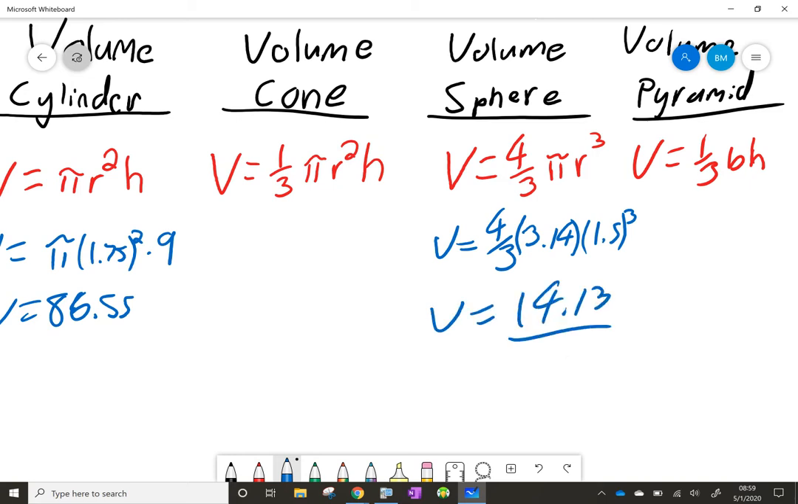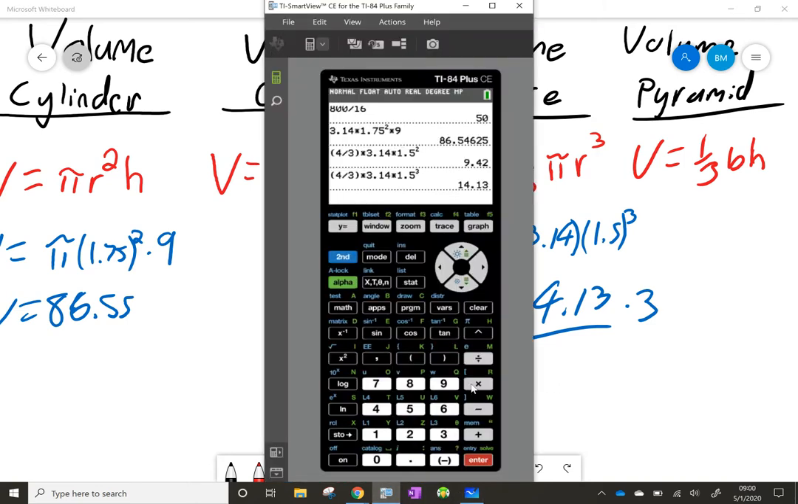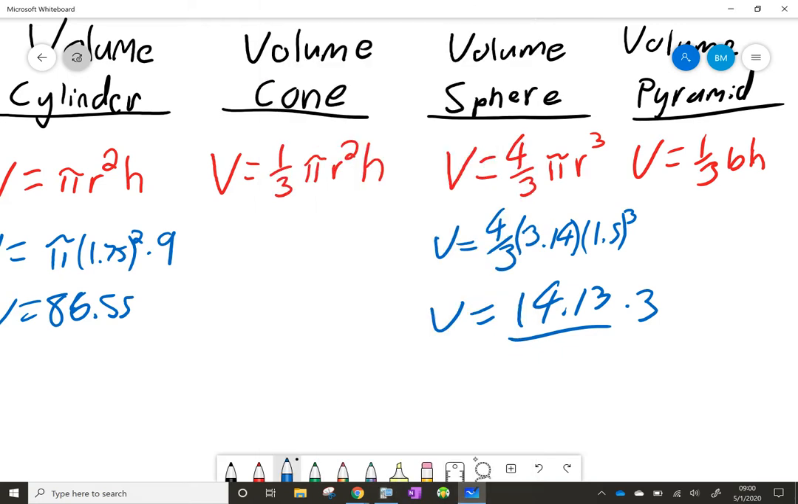So this is the volume of each tennis ball. Now remember, there are 3 tennis balls in the container. So we're going to multiply this value by 3 to get the volume of all 3 of them together. So we'll take that number, we'll multiply it with 3, and that gives us 42.39. So 42.39 is the volume of all the tennis balls.